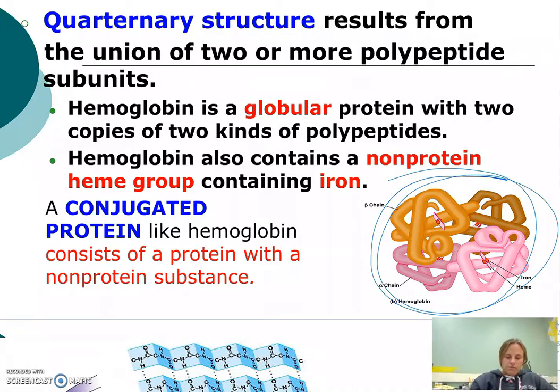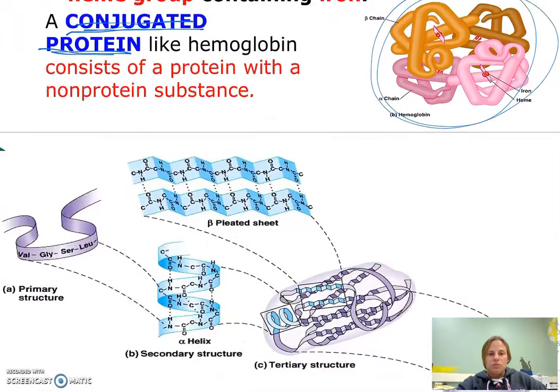Hemoglobin is also unique because it's considered a conjugated protein. A conjugated protein consists of a protein with a non-protein substance. So in the case of hemoglobin, it's got iron that is attached to the protein.